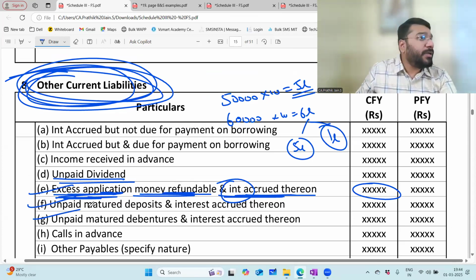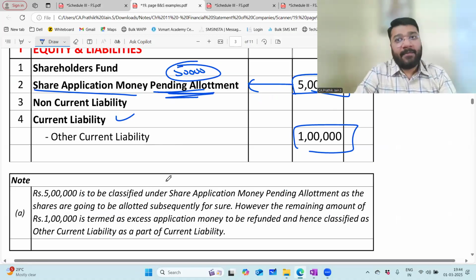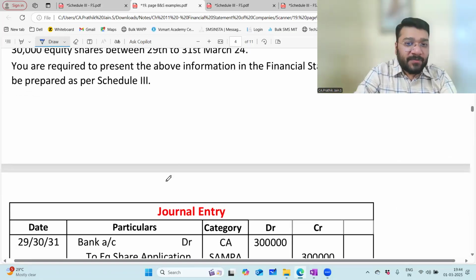F and G we discussed already. Yes, sir. Calls in advance. What is calls in advance? Before the whole money is called, it is paid. Super. Now, for that also I have a question.